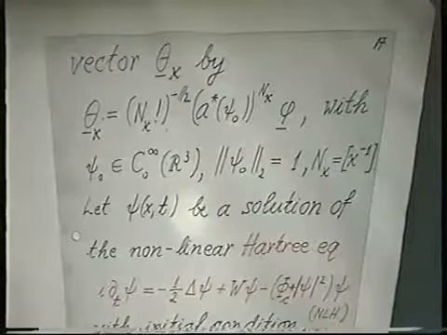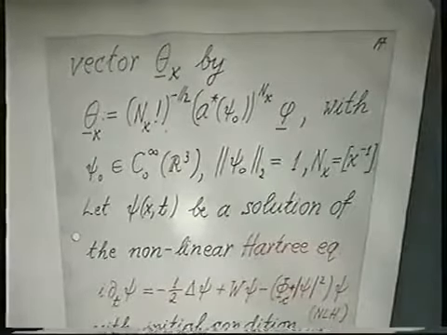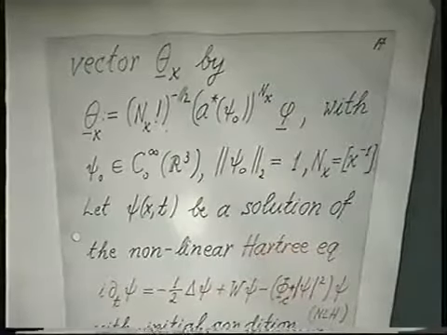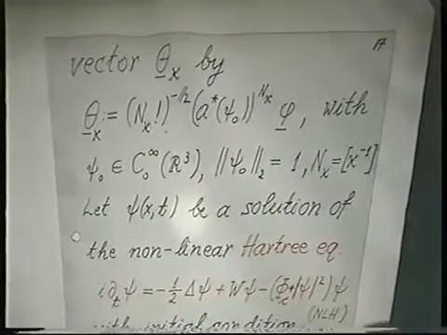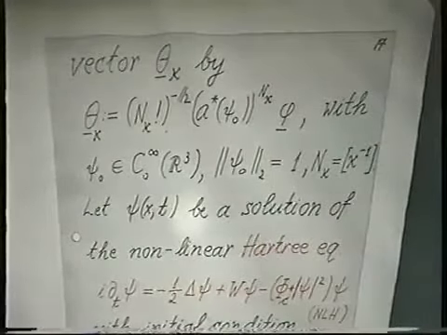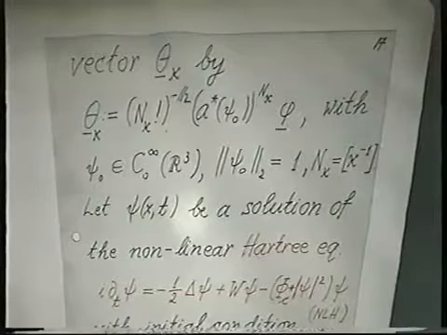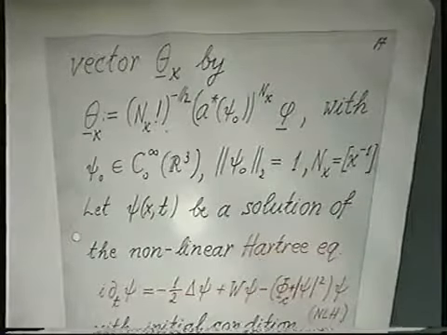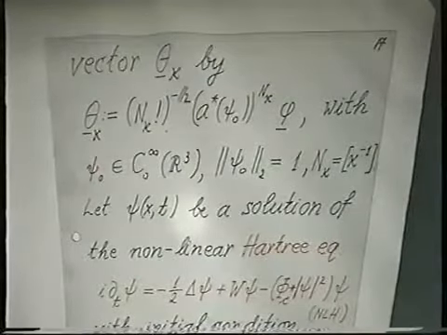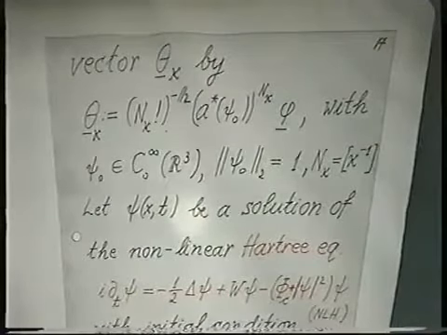Psi naught is simply one of these test functions. Say it's a smooth function of compact support, and just in order to get rid of normalization constants, I normalize the psi naught to have a 2 norm 1. I will choose n kappa to be the integer part of kappa inverse. So you see what will happen. The weaker the interaction between the bosonic particles, the more of these particles I will consider. In fact, the number of bosons that I consider is proportional to the inverse of the coupling constant kappa.